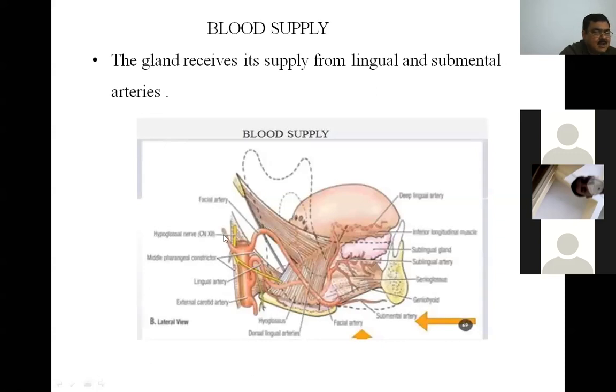Blood supply. Here you can see blood supply: branches of the sublingual and submental artery. Here is the sublingual and submental artery. Here you can see this is the facial artery. Facial artery gives the submental branch. Here one branch is the lingual artery, a branch of the external carotid. So it is supplied by the branches of the facial and lingual artery.